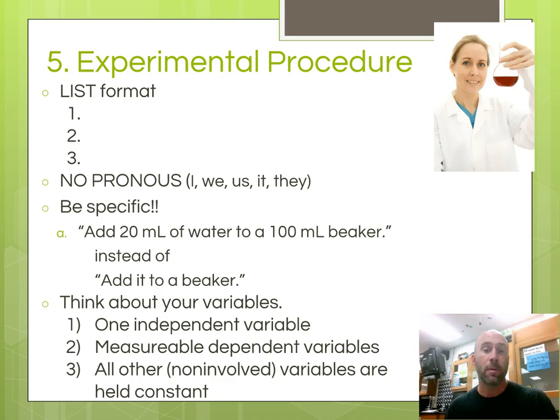Experimental procedure. This is where you're going to list out step by step, what exactly you are doing to complete the lab. This is the part you really have to stop and think about a little bit. It's going to be a list format, like step 1, step 2, step 3, etc. If you just number it 1, 2, 3, 4, that's fine.